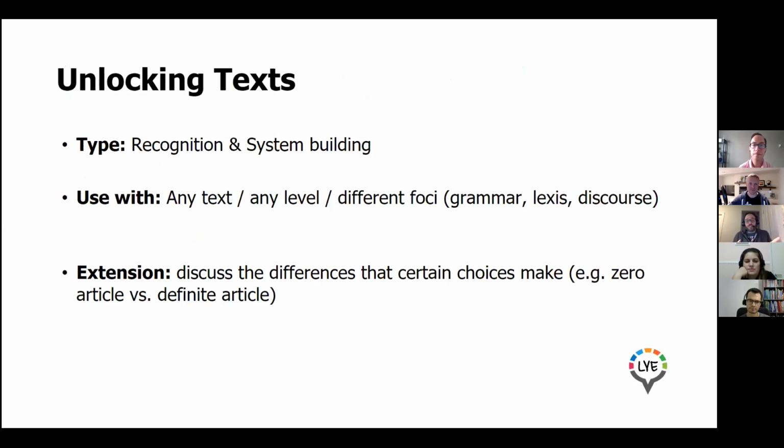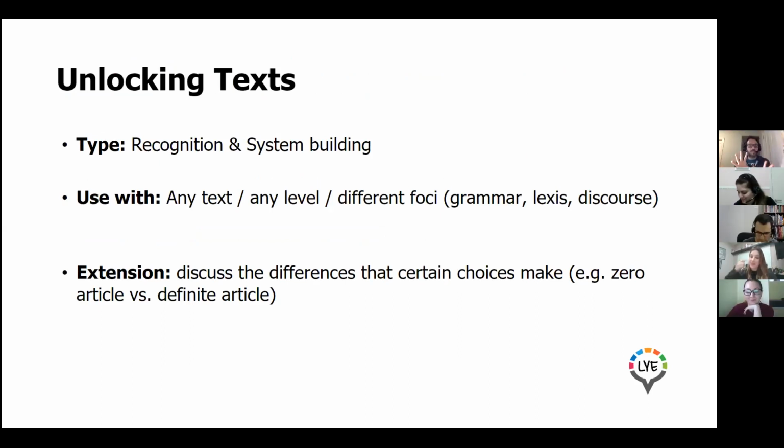But these are just 4 examples. So this is a good activity for recognizing and for building the system. And of course, you can always offer some sort of exploitative task. You can use this with any text at any level. Of course, as Roberta teaches a different level, she's not going to ask her students, hey, find the noun phrase. They don't even know what a phrase is.